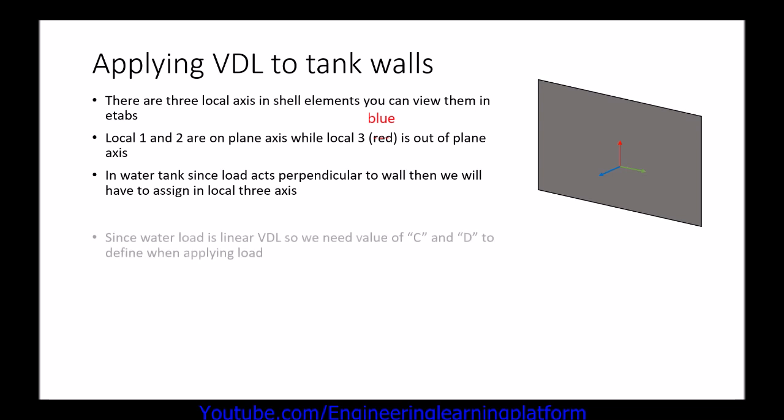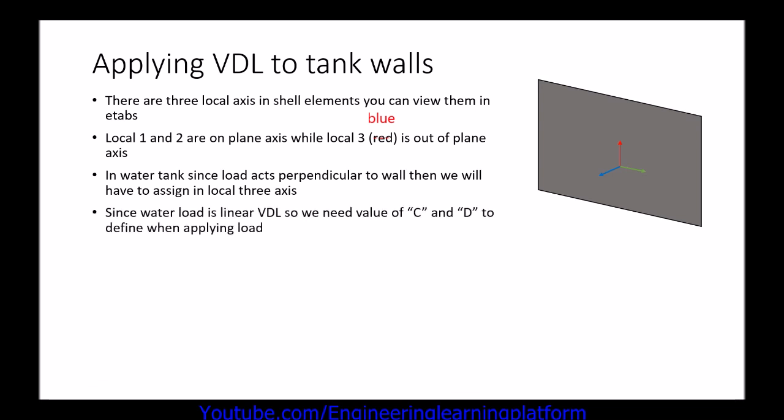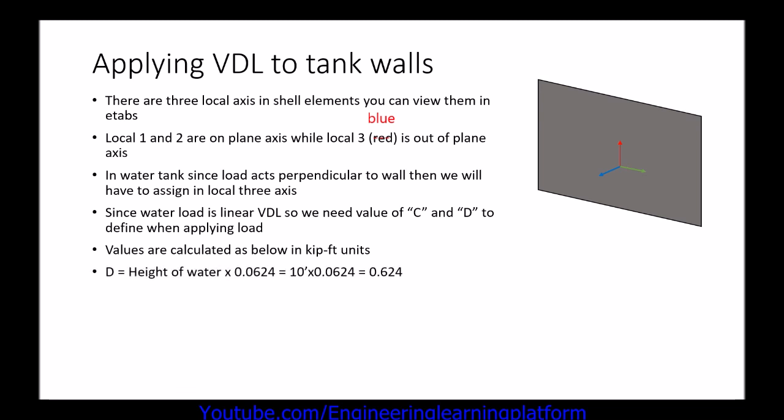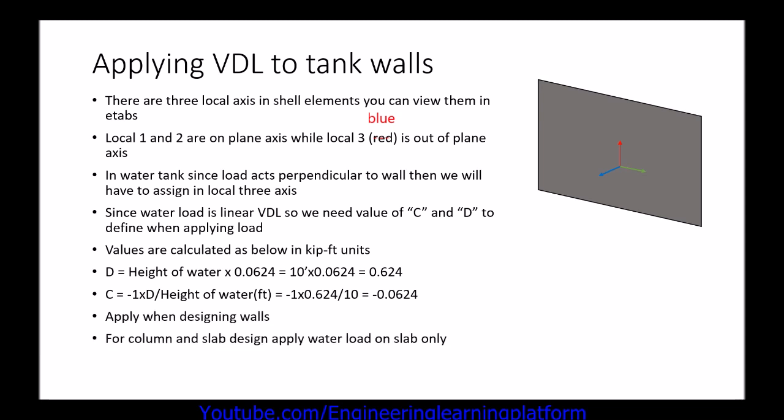So there are 3 local axes. The local axis of concern to assign the tank water load is local axis 3, which is shown in blue. Actually there is a mistake. The blue color is the local 3 axis as shown in the video. So we need to assign in local 3 axis here, for which we need to calculate the C and D factors, which come out to be 0.624 and minus 0.624.